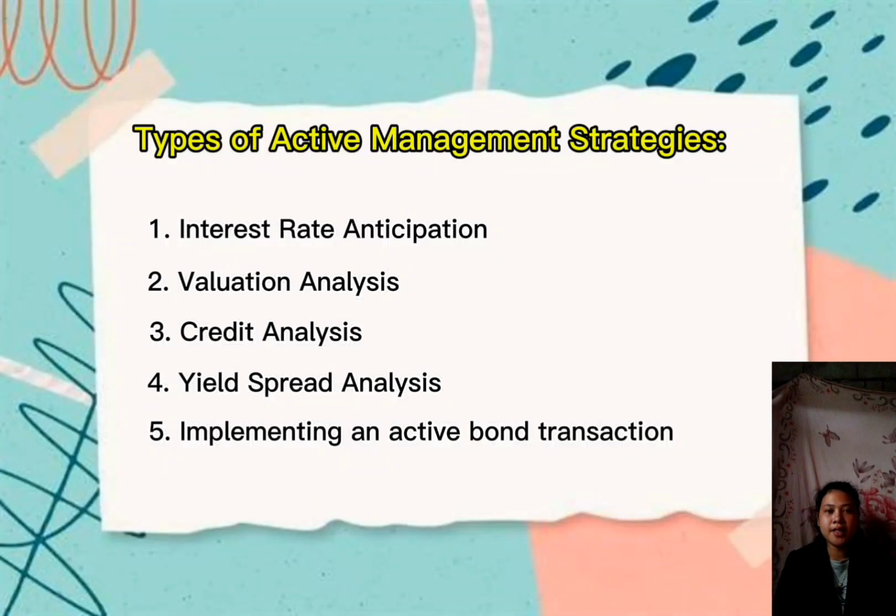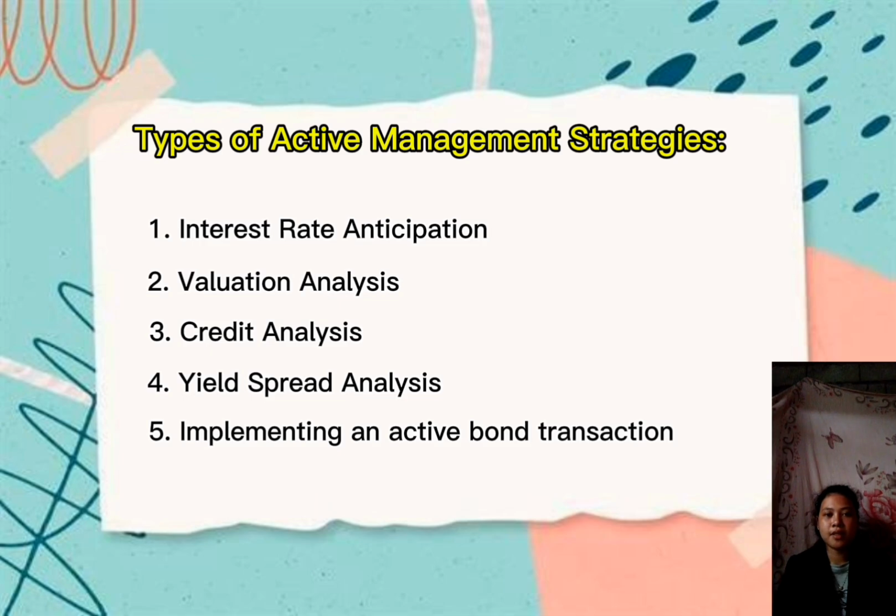Implementing an active bond transaction involves buying or selling bonds based on market conditions, interest rate forecasts, or credit analysis in an effort to outperform the market or a benchmark. This strategy requires actively managing the bond portfolio, making decisions about selection, timing, and adjustment to take advantage of opportunities and minimize risk.